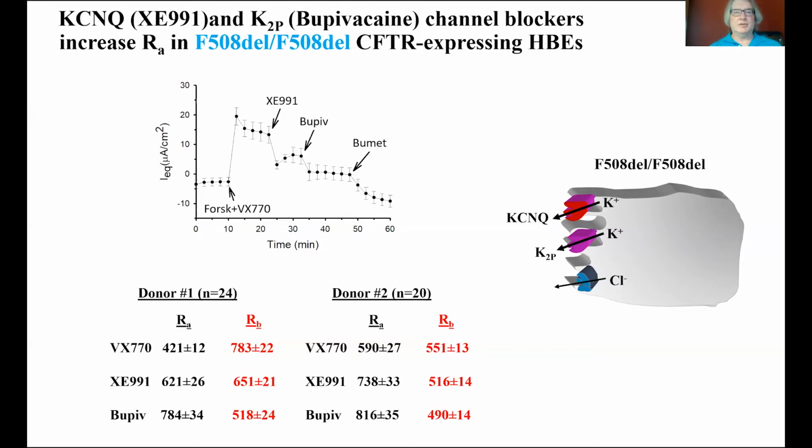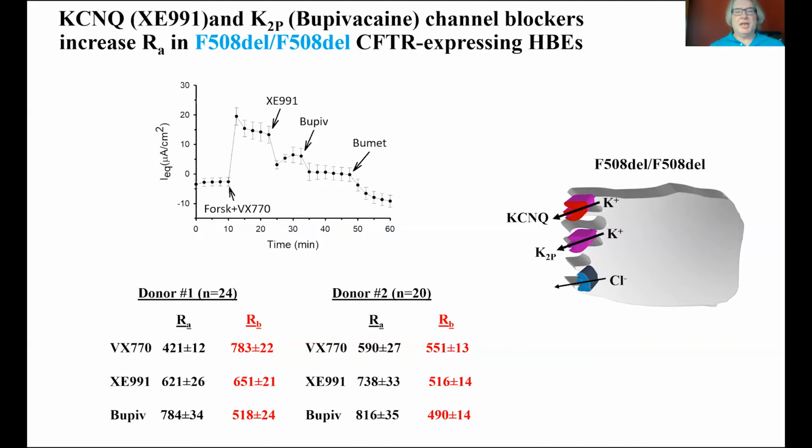We also did experiments using a different potentiator rather than VX770. And in more than 100 filters from 2 different donors on multiple different days, we always saw an increase in the apical membrane resistance when we blocked either KCNQ or K2P channels.